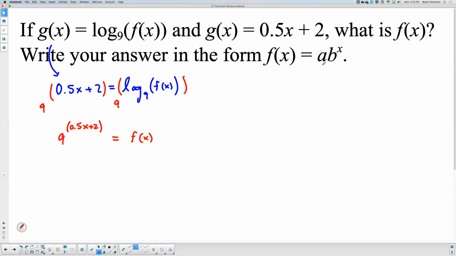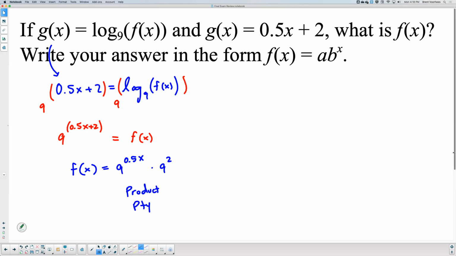Now, that's not quite the equation they wanted. They wanted it in this form. And so what I'm going to do is use some properties here. I can now say f of x would equal 9 to the 0.5x. And since these powers are adding, this is a product property. I can say that's times 9 squared. That's the product property I just did right there. Whenever you have powers adding.